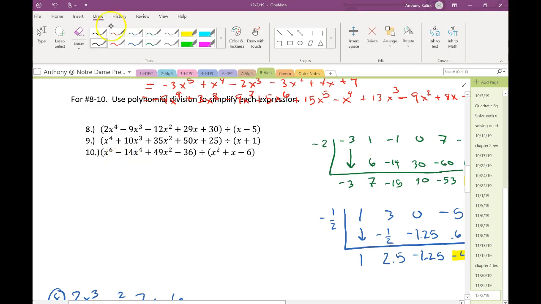Which one of these can we do synthetic division on? Can we do synthetic division on 8? I have to look at the divisor. Is that degree 1? Yes. Is its leading coefficient 1? Yes. Can I do synthetic division on this? Yes. How about 9? Yes. How about 10?